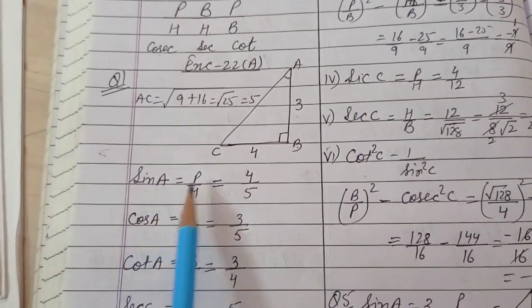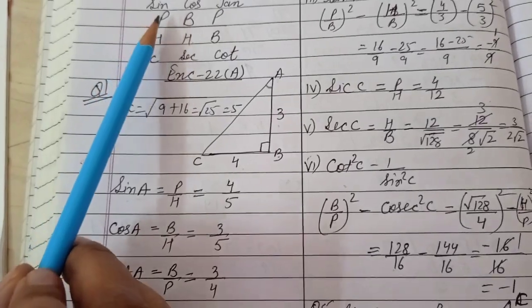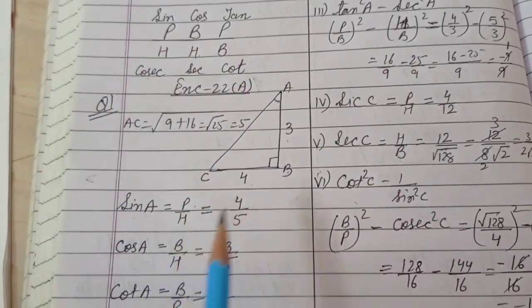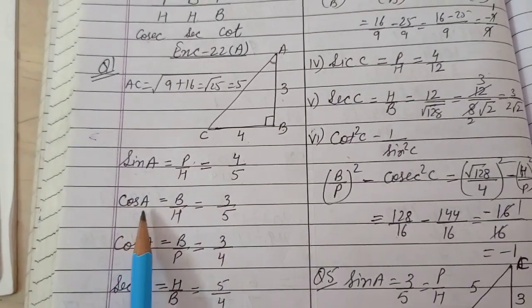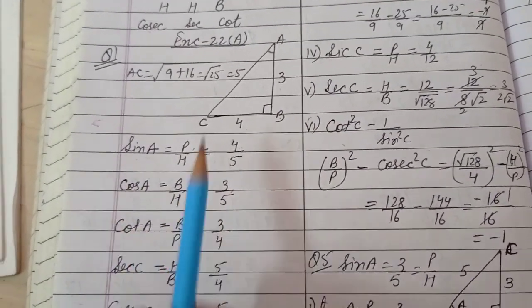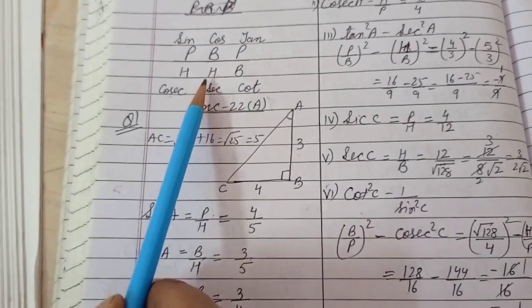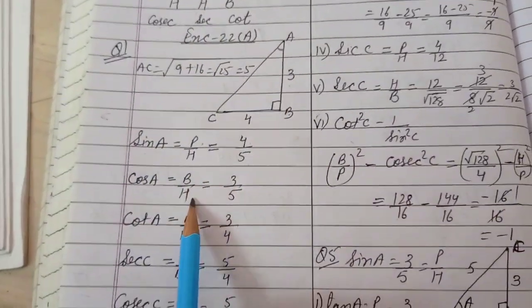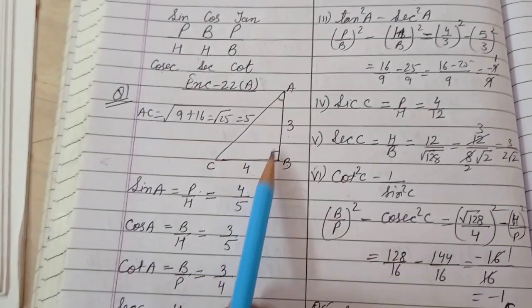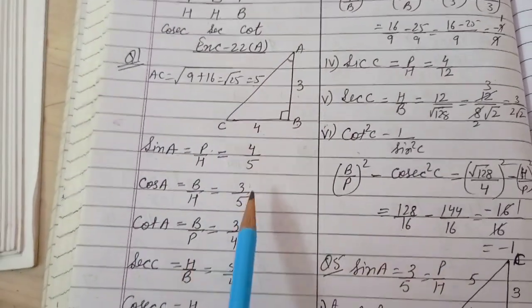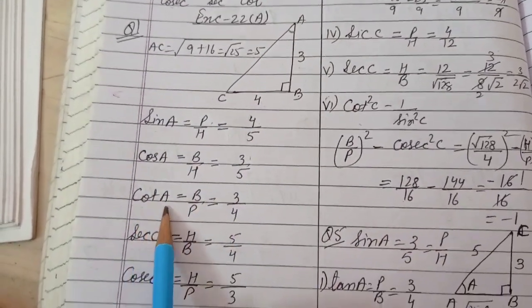Now sine A. What is the ratio sine A? I already told you P over H. So perpendicular is 4, H is 5. 4 over 5. Cos A, that is B over H. I already told you cos is what? B over H. Base is what? 3, because this is the side on which two angles are formed. So 3 over 5.